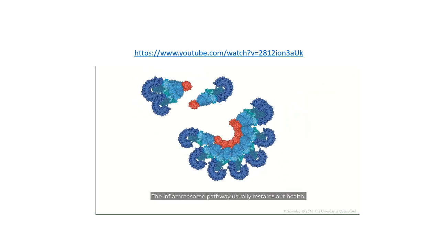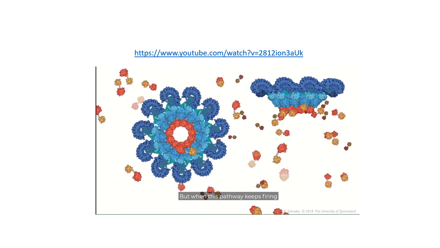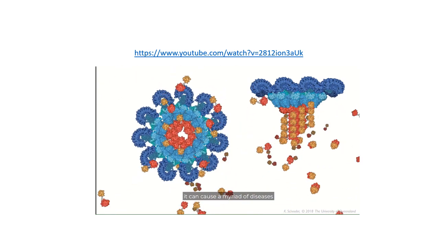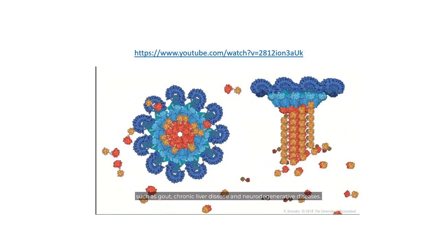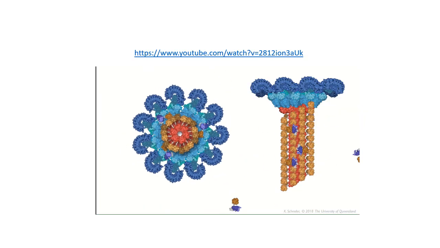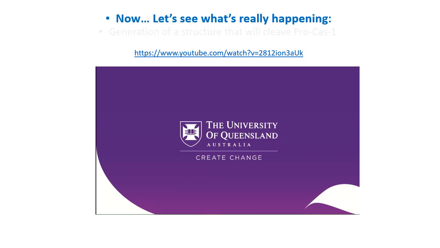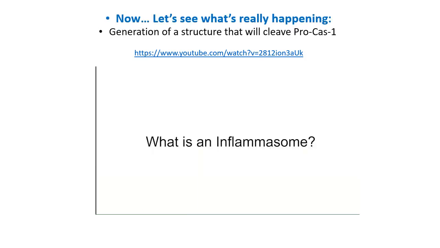The inflammasome pathway usually restores our health, but when this pathway keeps firing, it can cause a myriad of diseases, such as gout, chronic liver disease, and neurodegenerative diseases. Okay, so that was a little movie on the inflammasome. That was the best one that I found, actually.